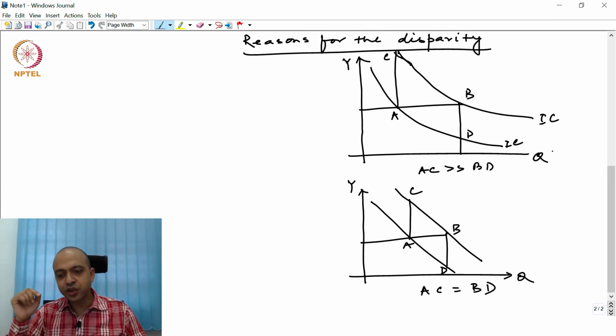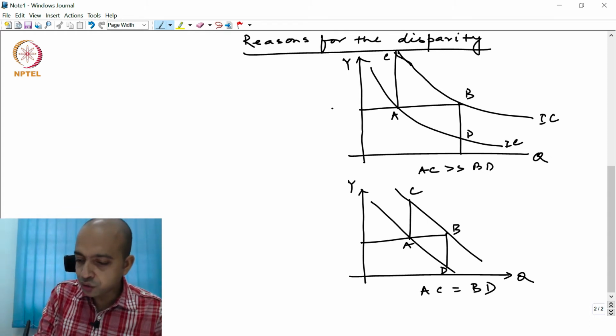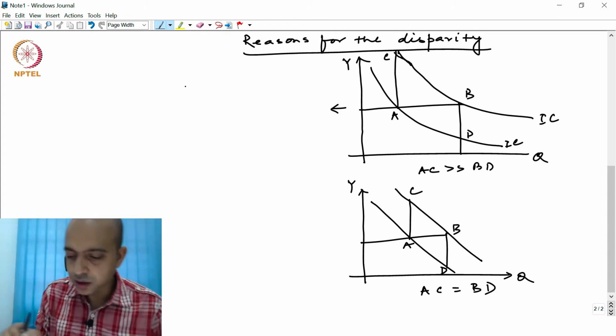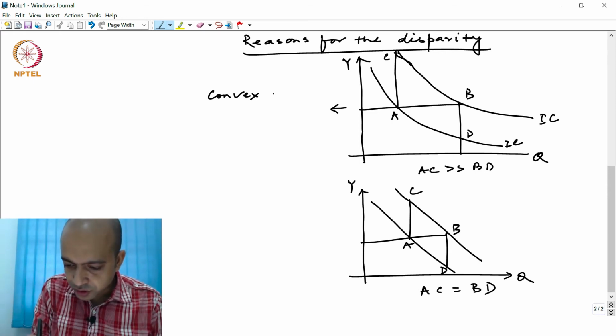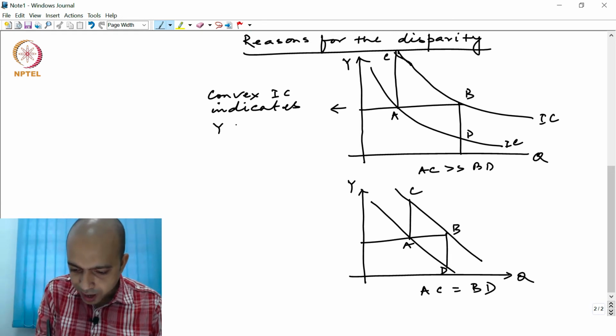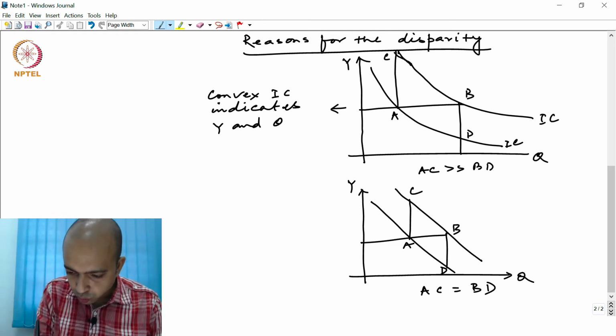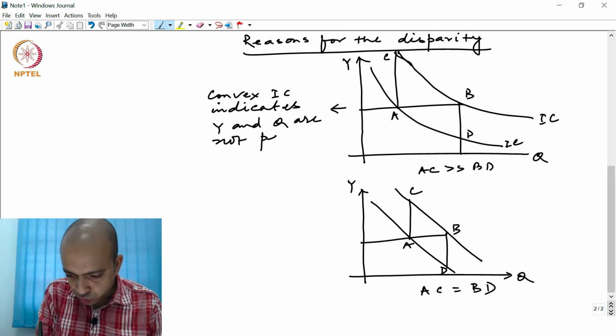So that means basically what we are saying is that this Y, composite commodity, and environmental good, they are actually not perfect substitutes. So from this what we can say, convex indifference curve indicates Y and Q are not perfect substitutes to each other.